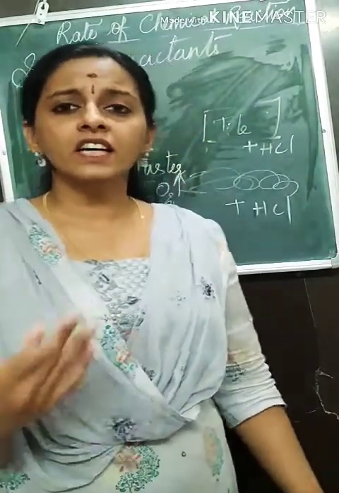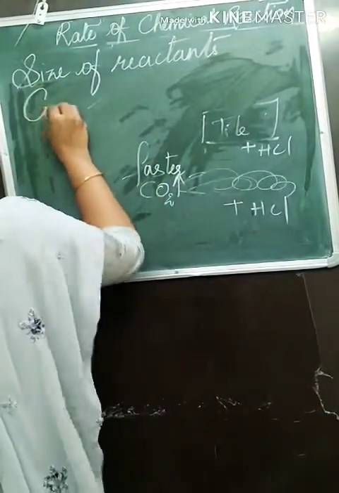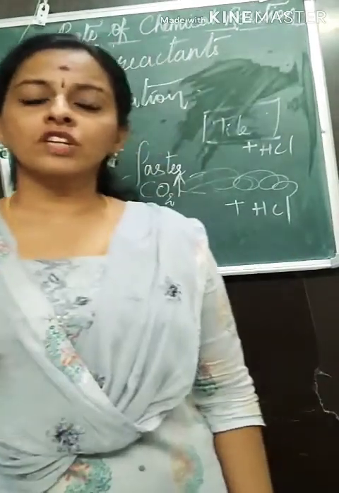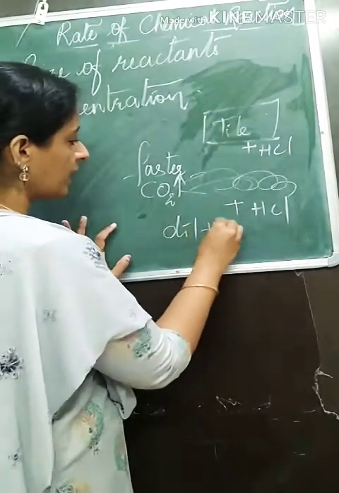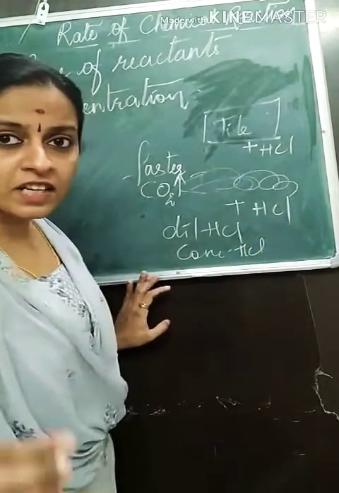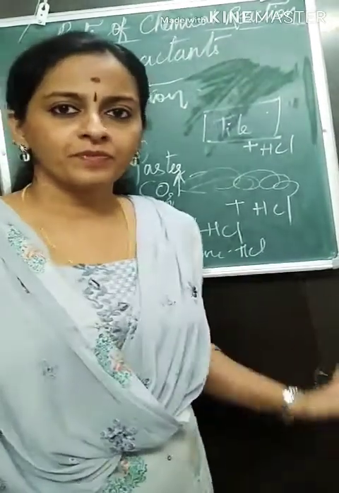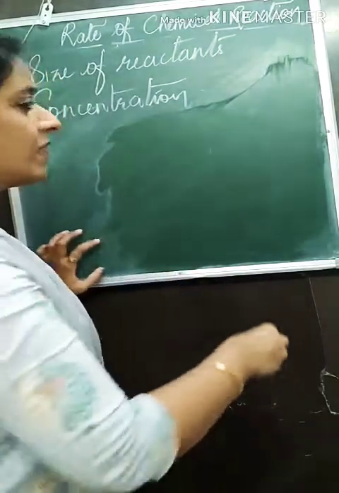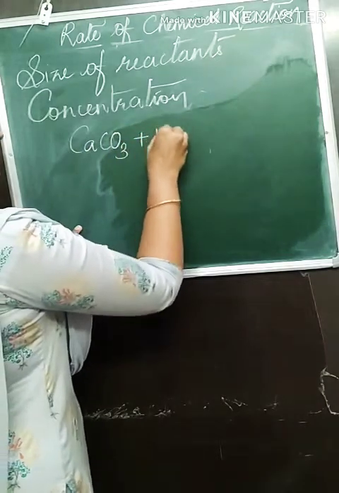Okay. The third factor affecting the rate of chemical reaction is concentration of the reactant. Concentration of reactant means if you are using dilute HCl and you are using concentrated HCl, the reaction will be faster when you use concentrated HCl compared to dilute HCl. For concentration of the reactants, you can write this example. Let us consider calcium carbonate CaCO3 plus HCl.